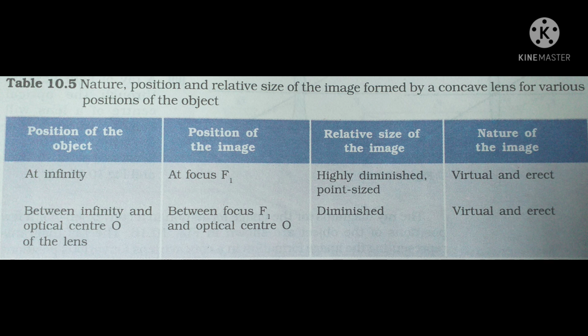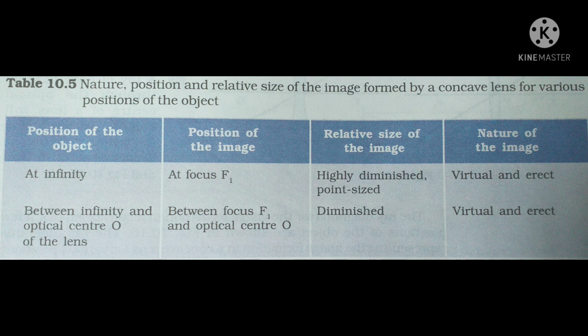Okay, next we will do image formation by concave lens by using the ray diagram. This also, you just go through this table first. Here we'll get the nature, position and the relative size of the image formed by a concave lens for various positions of the object. Now here also, in the first column we have the position of the object, second the position of the image, third the relative size of the image, and last one we have the nature of the image. Here for the concave lens we have only two possibilities.